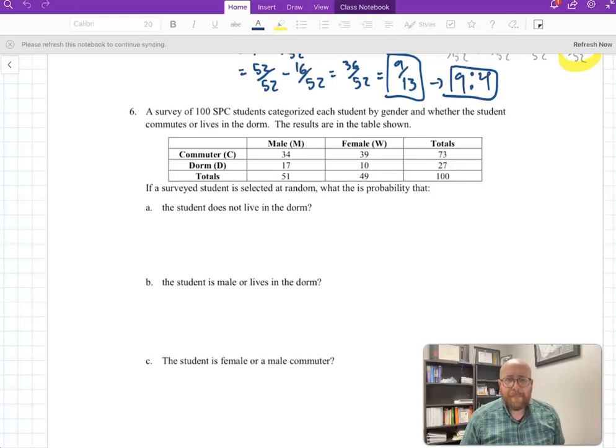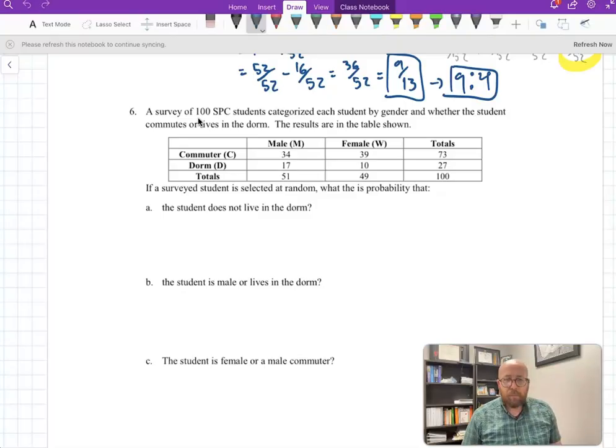Problem number 6. A survey of 100 SPC students categorized each student by gender and whether the student commutes or lives in the dorm. The results are shown in the table below. Okay, so we have male, female, and we have commuter, dorm, and we have the total for males, total for females. We have totals for the commuter and totals for the dorm. And remember that we surveyed 100 students.